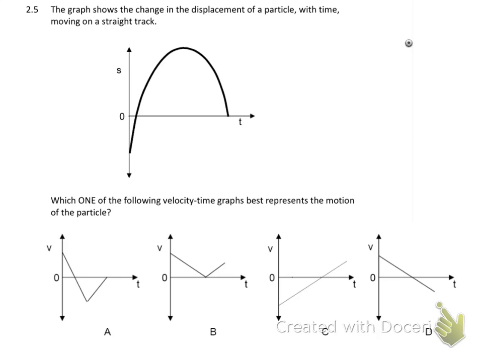Alright, 2.5, we've got a displacement of a particle on a straight track. Remember that the gradient of a displacement time graph gives us the velocity, and the options that we're given below are all velocity time graphs. So let's look at the gradient of this displacement time graph, and then we'll try and work out which is the correct velocity time graph.